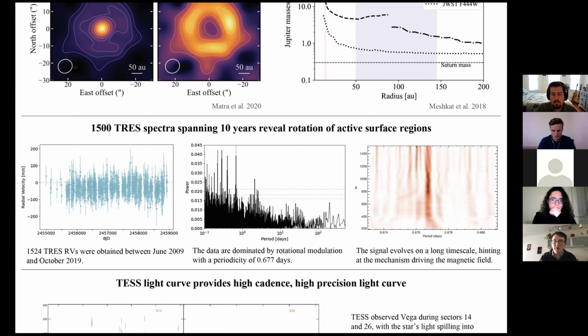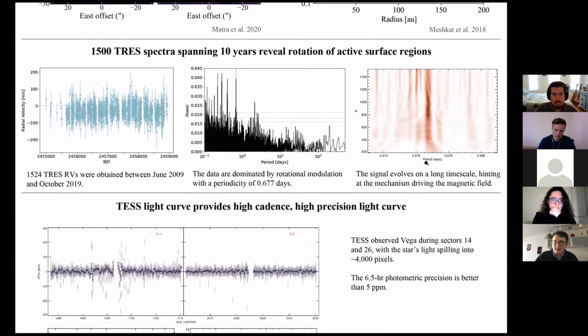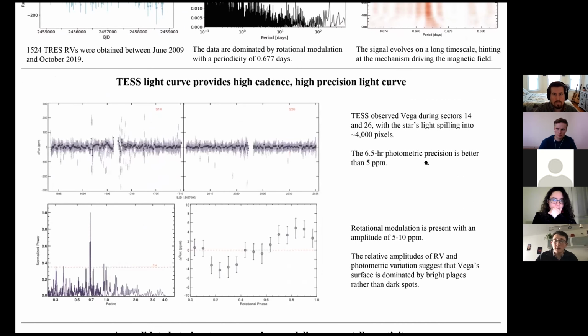Specifically, a failed fossil field would likely appear during the early stages of the star's formation. Now, we also wanted to explore this activity signal at a higher cadence. And because TESS pixels overflow instead of oversaturate, it offers a prime opportunity to do really precise photometry of stars as bright as Vega. TESS observed Vega during sectors 14 and 26, with the light spilling over into about 4,000 pixels, just to emphasize how bright the star really is.